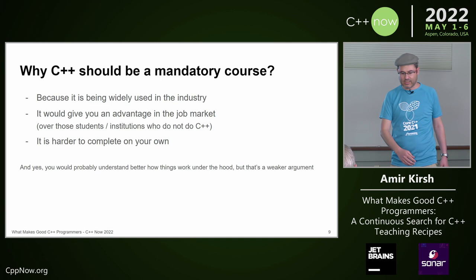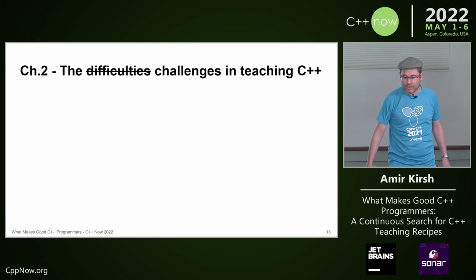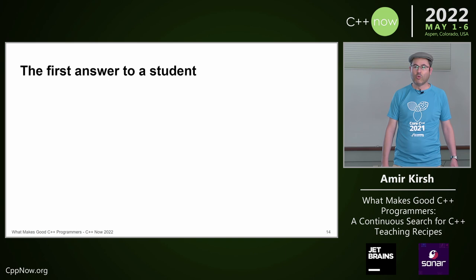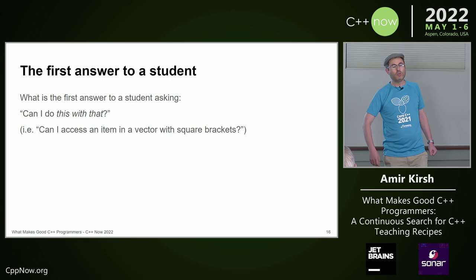So let's go to the second chapter, discussing the difficulties in teaching C++. I prefer to change the word to the challenges in teaching C++. Sounds better. So there are many challenges, and this is what I want to discuss now. What is the first answer to a student who asks you something like, can I do this with that? For example, can I access an item in a vector with square brackets? What would be your first answer?